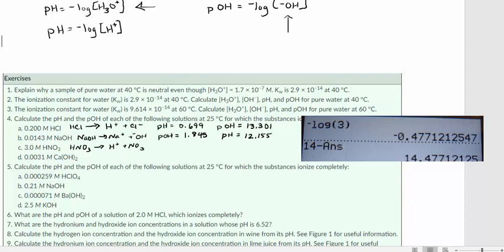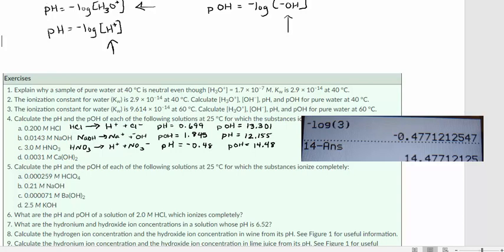So when I take and put 3.0 into this equation, I get a pH value, and that pH value is actually a negative 0.48. That means my pOH is then going to be equal to 14.48.